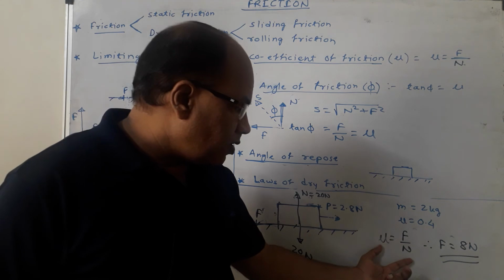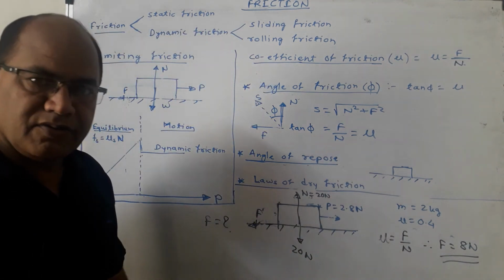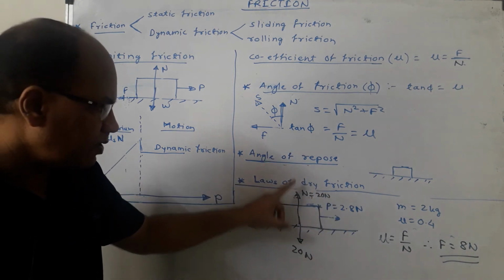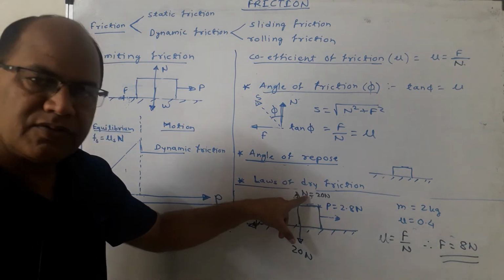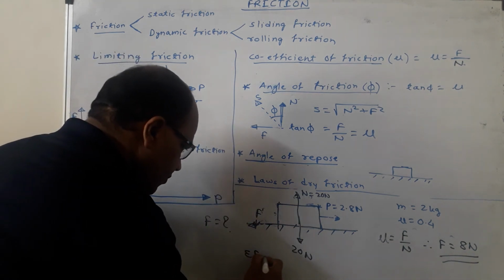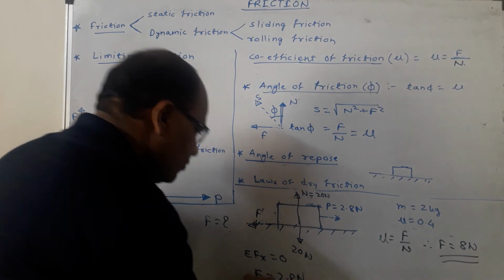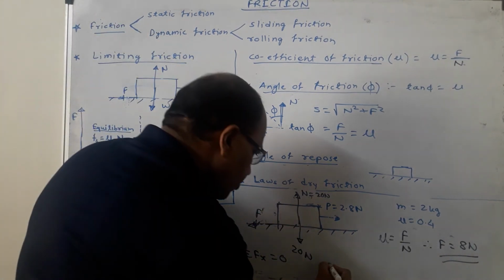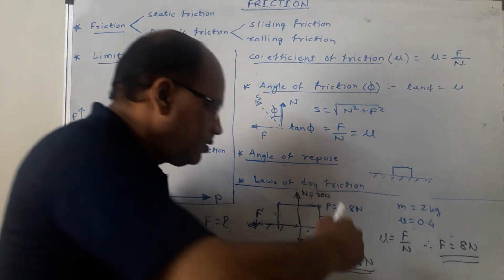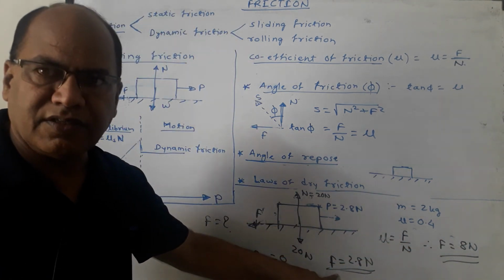So by using this formula, I am getting F is equal to 8 Newton, but it doesn't mean that F is equal to 8 Newton. Now they have said that the body is in equilibrium. If I use summation Fy is equal to 0, I am getting N as 20 Newton, and if I use summation Fx is equal to 0, then I will get F is equal to 2.8 Newton. So F is equal to 2.8 Newton by this method. Now the question is, is this value correct, or is the other value correct?